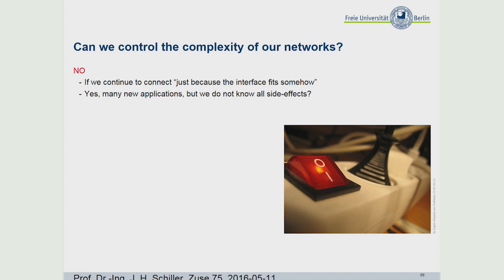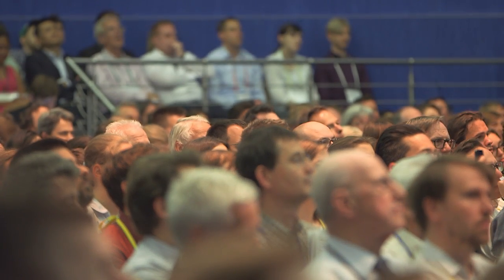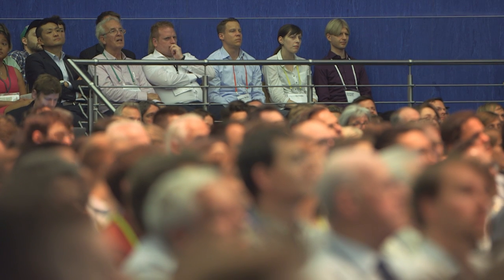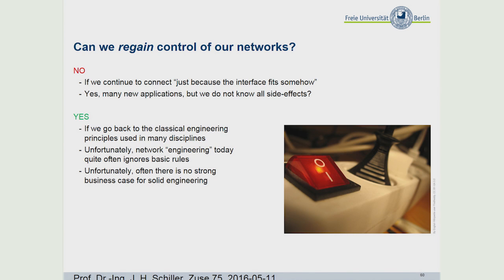So the question was, can we control the complexity? The clear answer is no, if we continue to connect just because it fits somehow. Oh, the car can be connected to the internet. Oh, it fits by the protocols. But the problem is, the internet is not like the power system where you say, voltage, okay, current, okay, then it works. Many new applications, but do we know the side effects? Yes, we can regain control of our networks if we know what we do. The problem is right now, we don't use this classical engineering principle, know what you do. Unfortunately, we ignore these basic rules, and unfortunately, quite often, there's no strong business case for doing solid engineering, but a strong business case for simply connecting the network because it fits somehow. Thanks a lot.